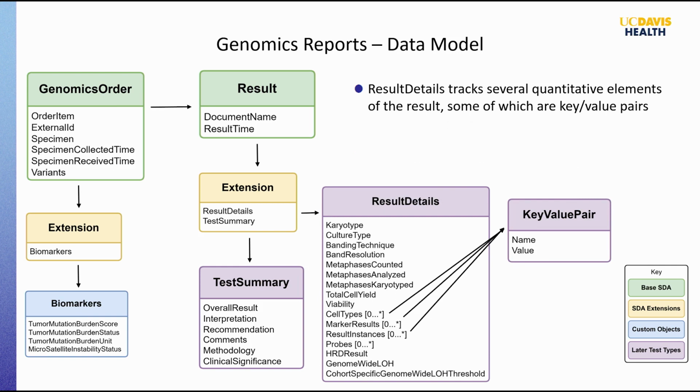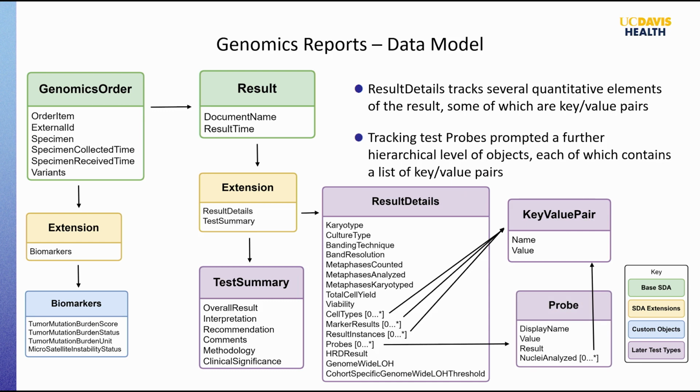We also are capturing quantitative elements of the result. And you see here, these are all the fields that we're capturing. And some of those fields are key value pairs. And those are noted on the diagram. Right below that, we have the probes. And probes also needed an additional hierarchy so that we could actually represent the data. And that too also has a key value pair. So all these changes are everything that we did to store the data that we wanted from the 3 different labs.